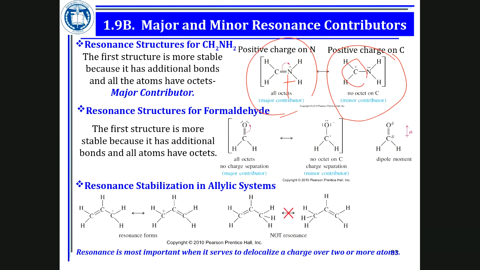But why does this count as major and this one minor? That goes to the priority. Which one takes the priority? The octet or the charge distribution? So in comparing, one is bad, one is worse. Which one is worse is if you have an element that does not satisfy the octet. That's why this resonance of the methylamine is going to be minor, because the octet is not satisfied.